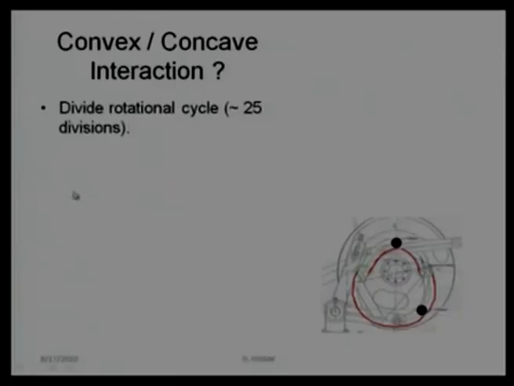Now, in the last slide we mentioned the convex and concave interaction, and I have a cam-follower magnified and drawn here. You can say this portion in contact with the roller follower is going to give us a convex shape. This is a convex shape and this is a convex shape. So, the interaction is convex.